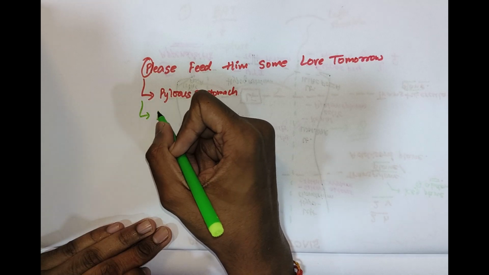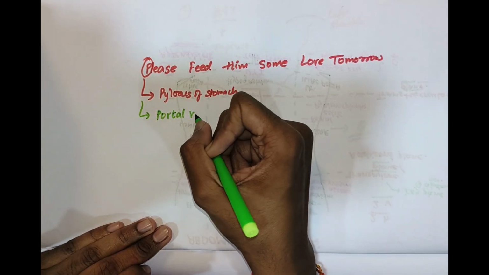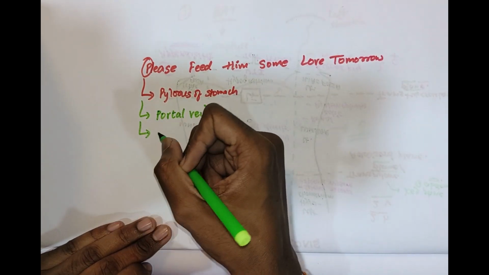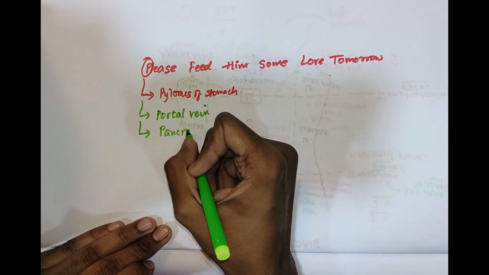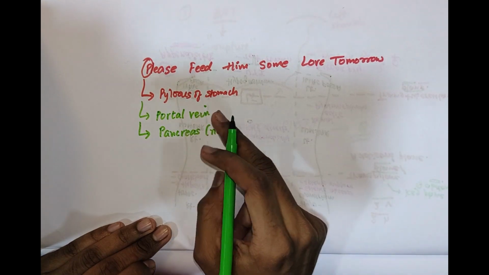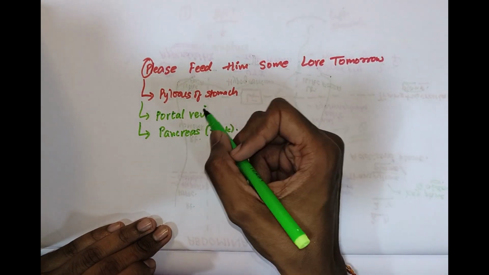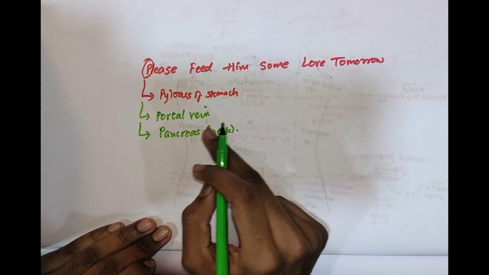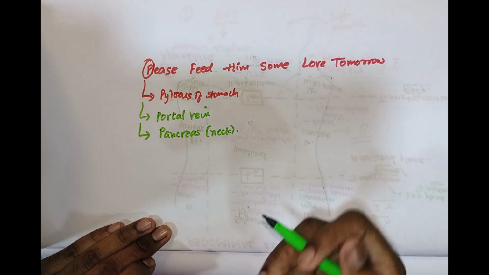Also, there is formation of portal vein and pancreas. That is the neck of the pancreas. Of course, the portal vein is formed behind the neck of the pancreas, so you can remember these two together. If you even remember one of them, the other one is easy to remember.